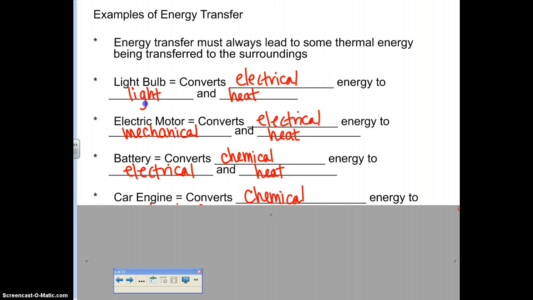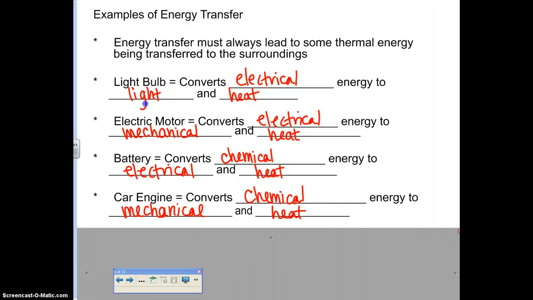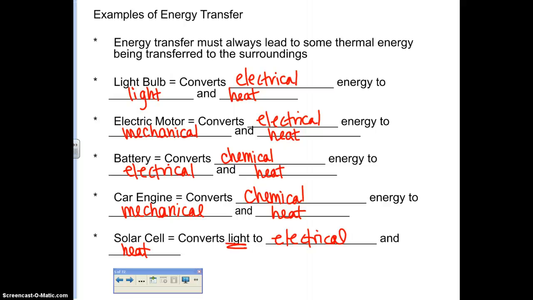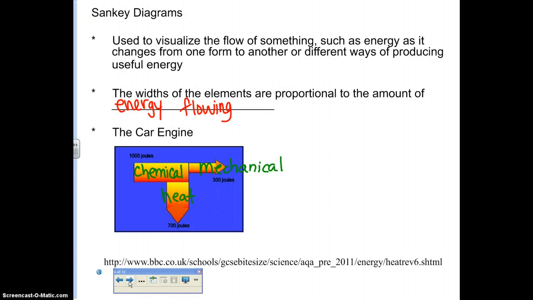Next that we have is a car engine, the engine in cars. It's going to convert chemical energy to mechanical and heat energy. And then lastly, solar cells are going to convert light energy into electrical and, well, what's one of the main reasons someone would put solar panels on their house? So they could heat their house. Okay, so here are some good examples of energy transfers for you to refer to, please.